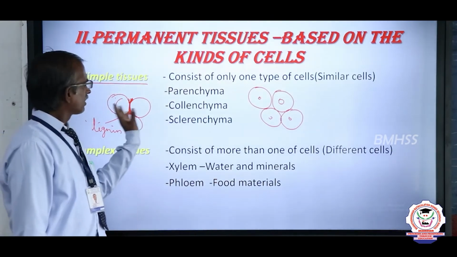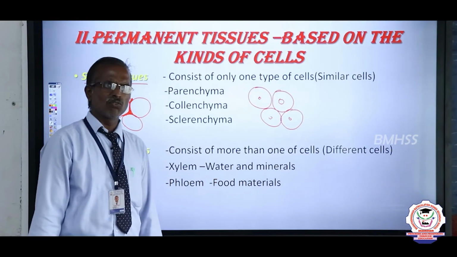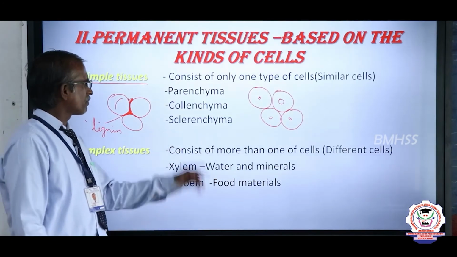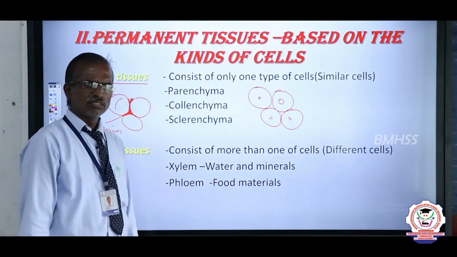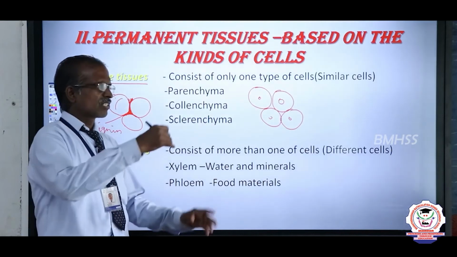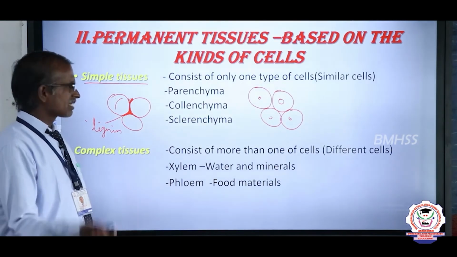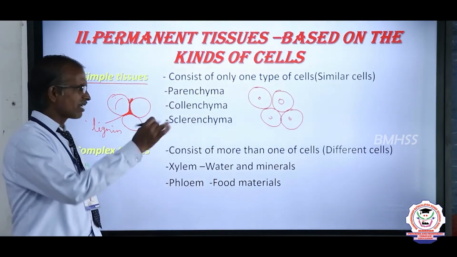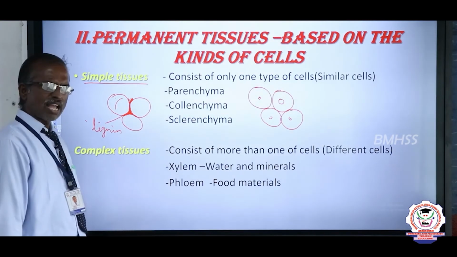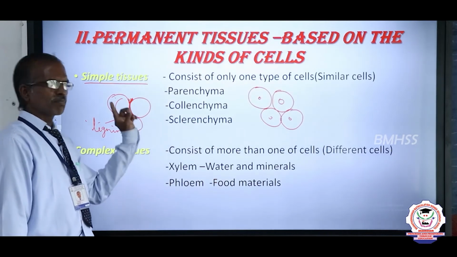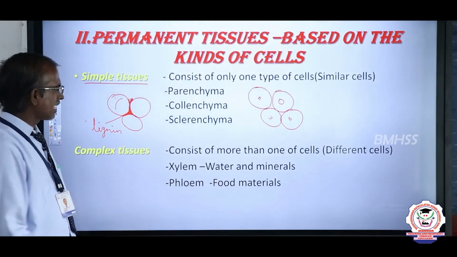This tissue is mainly found in the supporting region of the plant body, that is, the stem region and leaves. When the wind blows, they bend. That is collenchyma, which gives mechanical support to the plant.